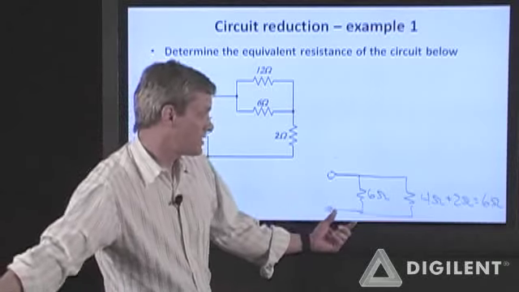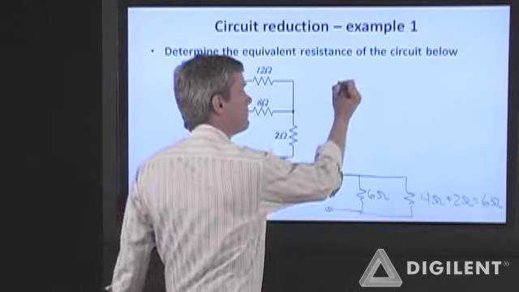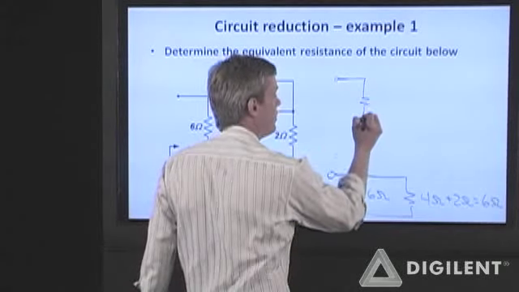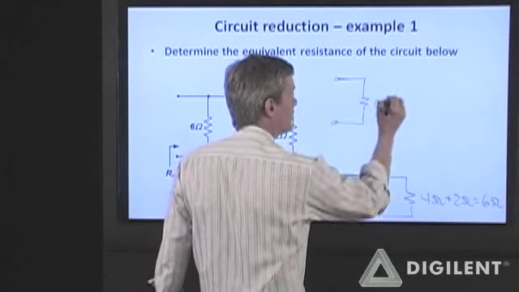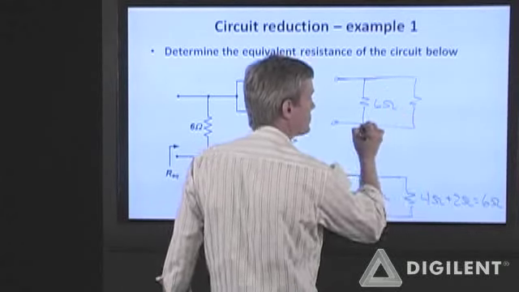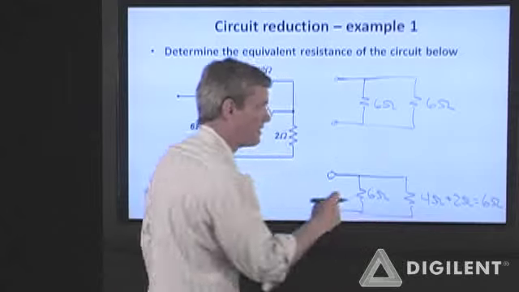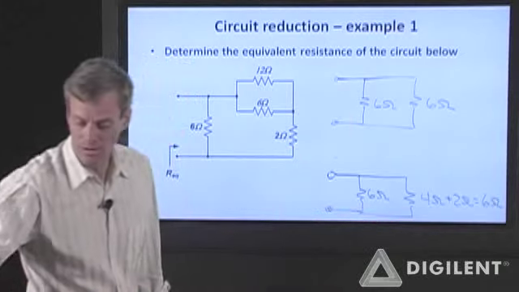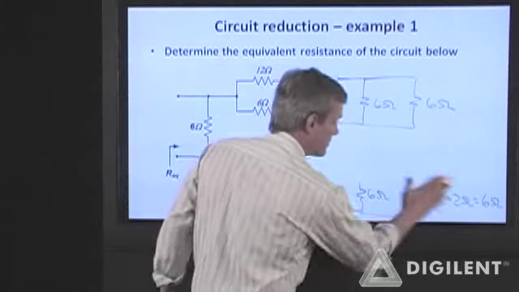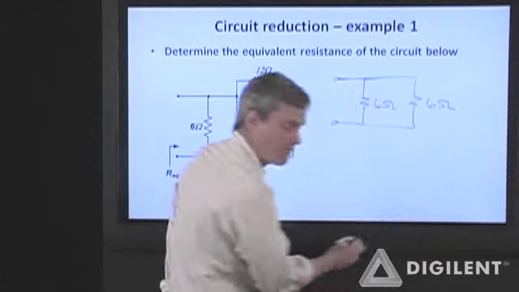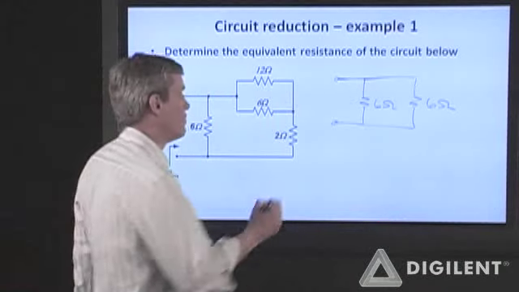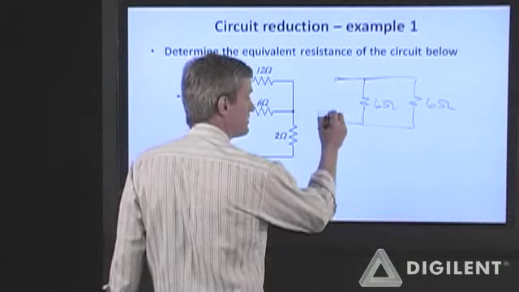Now this becomes a parallel combination of resistors, both of which are 6 ohms. Just redrawing the circuit from here up to here. Now we're finally down to determining our overall equivalent resistance.